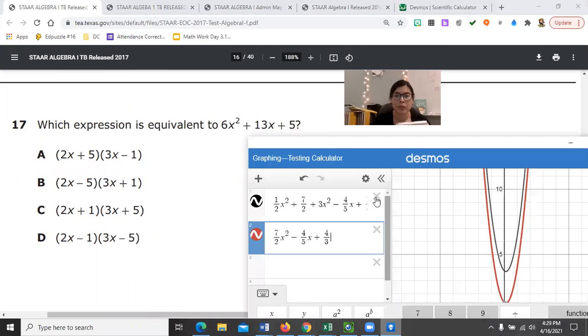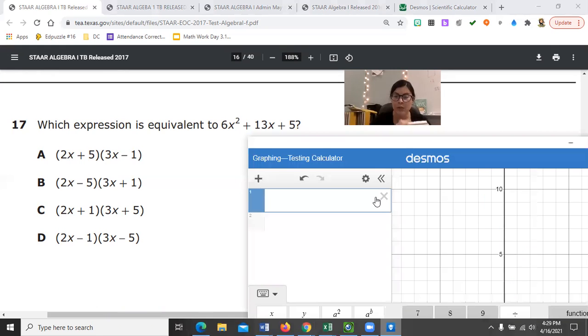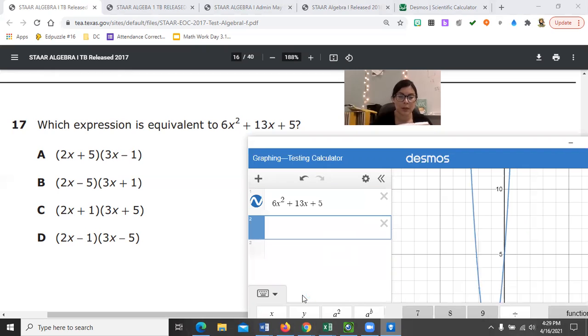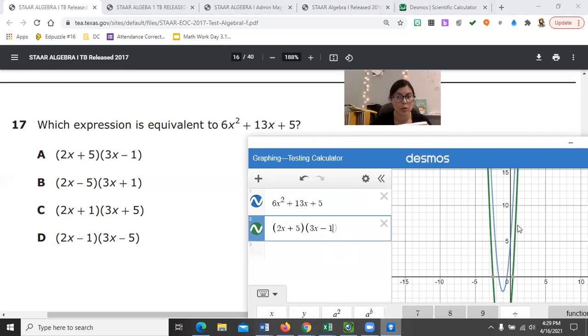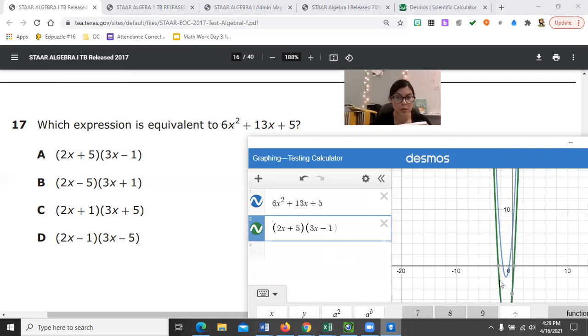So we clear it, type in the first one. Okay, there's our first one. Type in the second one. Equivalent means they're the same. So let's see which one's the same. Okay, that one you can tell, hopefully, those are not the same, right? Like those are not the same. So let's try the next one.